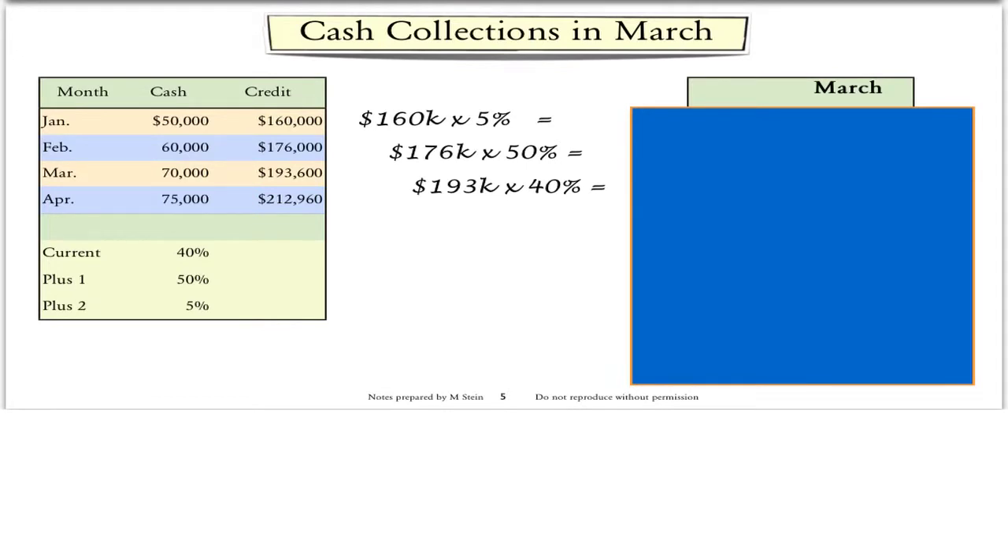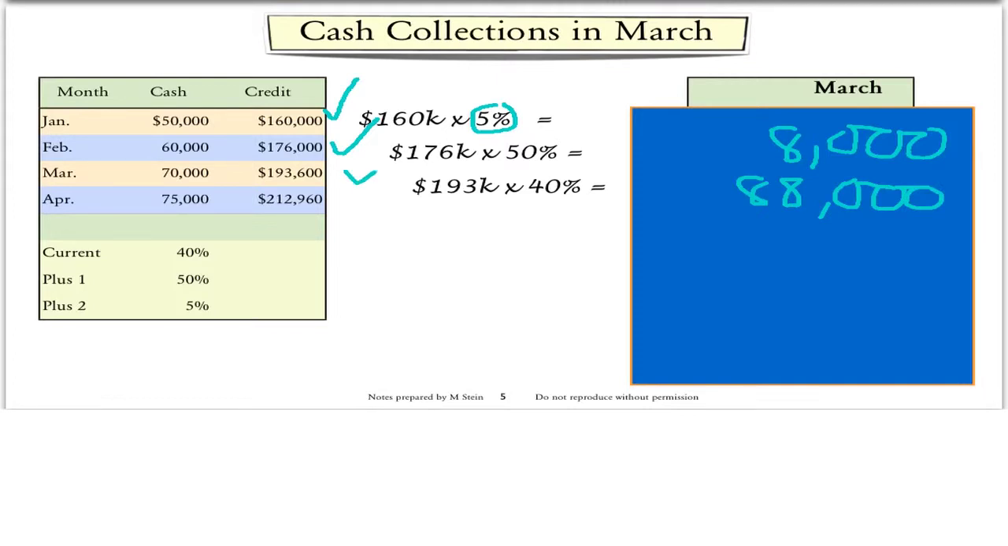Now let's schedule the cash collections in March. These collections will start with credit sales in January of $160,000, but by the time we get to March, only 5% remains to be collected, so that's $8,000. Now the credit sales in February will have 50% collected in March, and that's equal to $88,000. The credit sales in March, 40% are collected in March, $77,200.